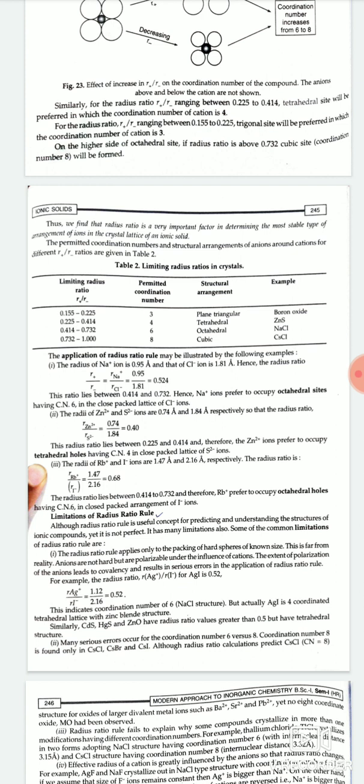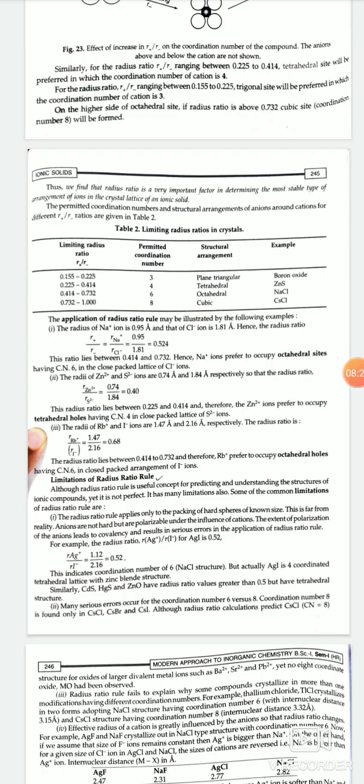Thirdly, the radii of Rb+ and I- ions are 1.47 angstrom and 2.16 angstrom respectively. The radius ratio r(Rb+)/r(I-) is equal to 1.47 divided by 2.16, that is equal to 0.68. The radius ratio lies between 0.414 to 0.732 and therefore Rb+ prefers to occupy octahedral holes having coordination number 6 in the close packed arrangement of I- ions.